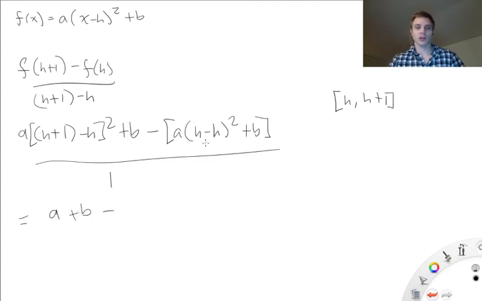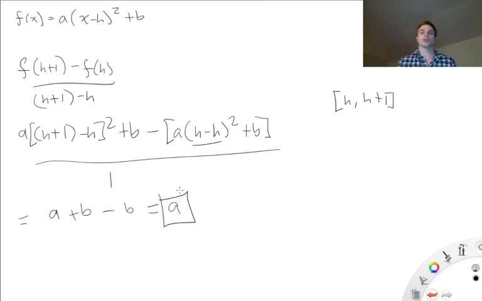And then if we look at this bit here, we see h minus h is 0, squared is still 0, and a times 0 is 0. So this becomes minus b. And everything was over 1, so we'll just eliminate that. And then a plus b minus b is the same as a. So our answer is a.